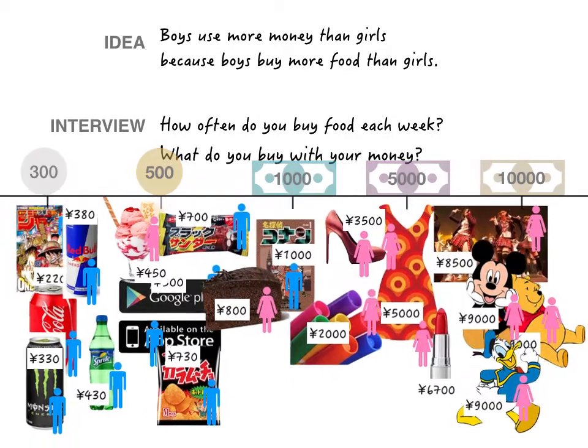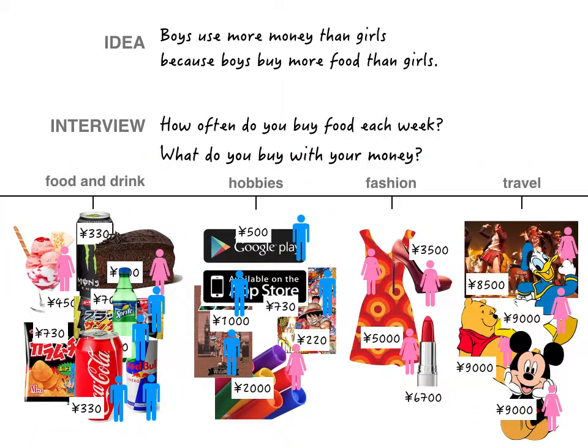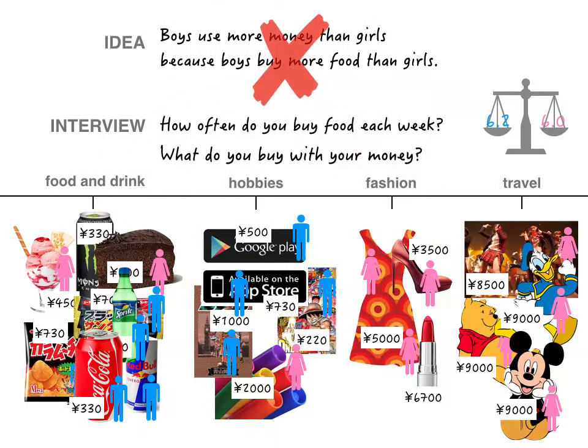If we group these answers by kind, we can see that both boys and girls buy food with their money. So the results from our two questions tell us that boys don't use more money than girls because boys buy more food than girls. Our idea was not true, but that's no problem. Remember, your score will not change if your idea is true or not.